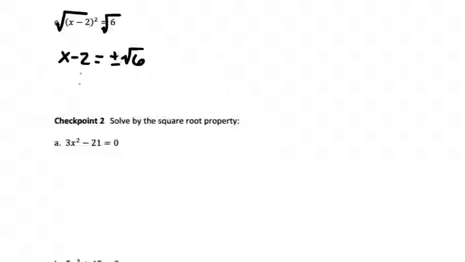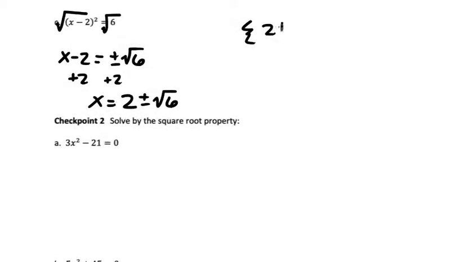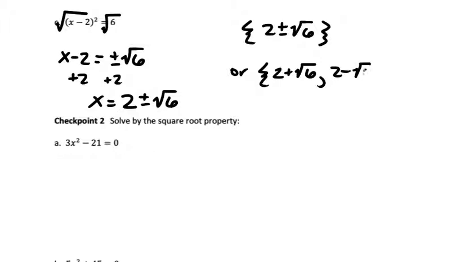Now I have some additional solving to do to get the x by itself. I need to add 2 to both sides. So that would be positive 2, or just 2, plus or minus square root of 6. So I can enter that as 2 plus or minus square root of 6, or as two separate numbers, 2 plus square root of 6, comma, 2 minus square root of 6.